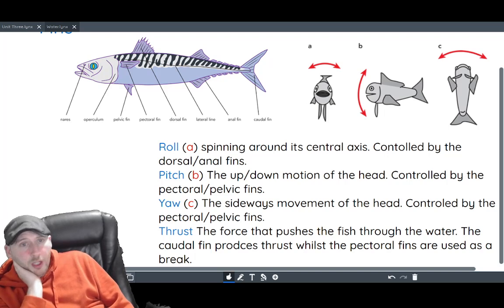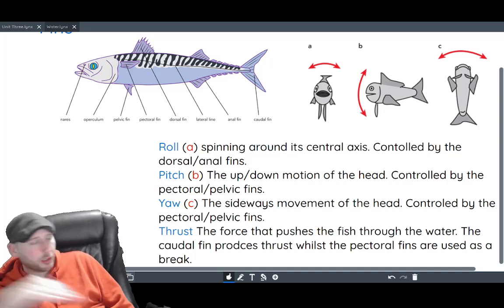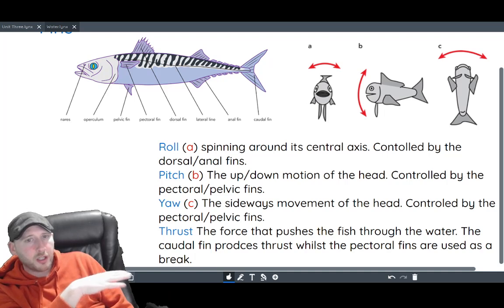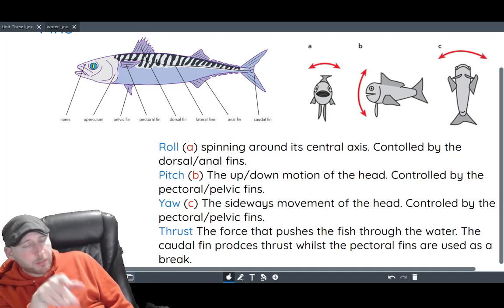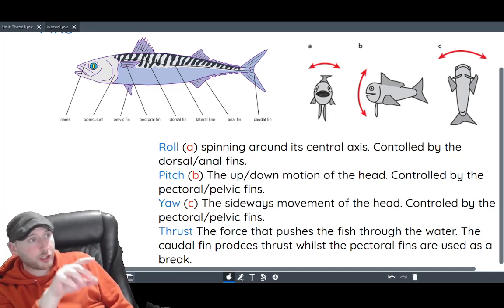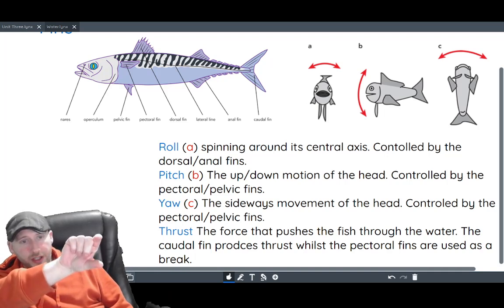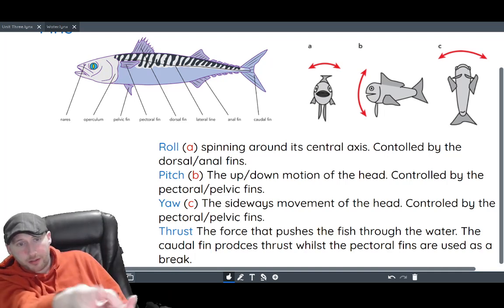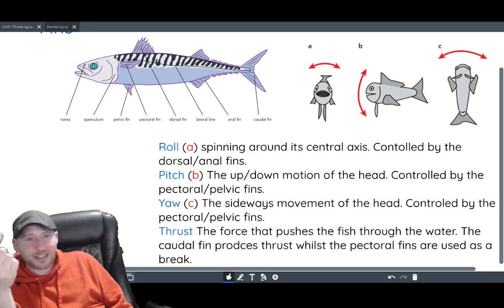So first up, we need to know that a fish can move in 4 distinct ways. We've got rolling, pitching, yawing, and thrusting. Thrust is the most straightforward, I suppose. It's just forward motion through the water. That's thrust. Rolling, though, is where we spin around a central axis. So if you imagine the fish facing up like this, it spins around like that and ends up at the same place. I can't even do it with my hand because I don't have fins and I'm not a fish.